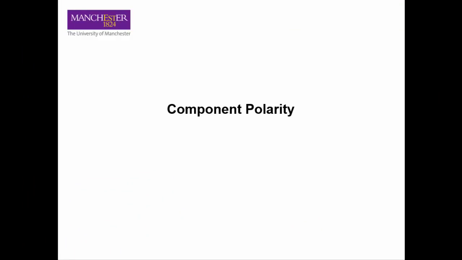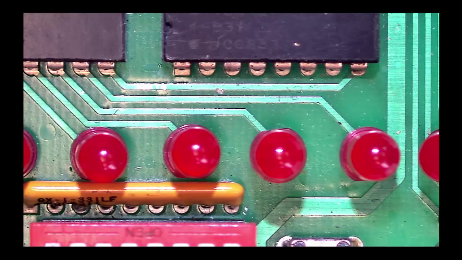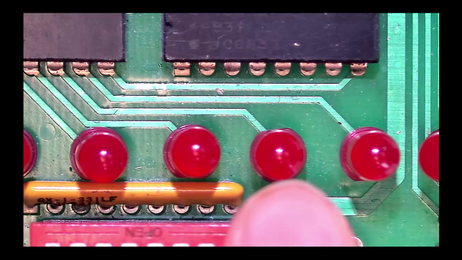Component polarity. A component polarity fault is where a polarity-sensitive component has been placed in the wrong orientation. For example, LEDs or SIL resistor networks placed in backwards. Polarity faults are usually found by doing a visual inspection, looking at the component and comparing it to the datasheet and placement diagram. They can also be found by electrically measuring them. In this example, you can see that this LED here has been placed in the opposite polarity.